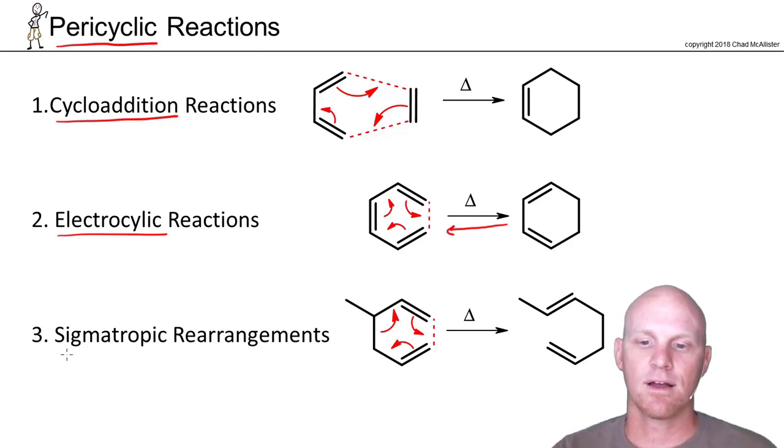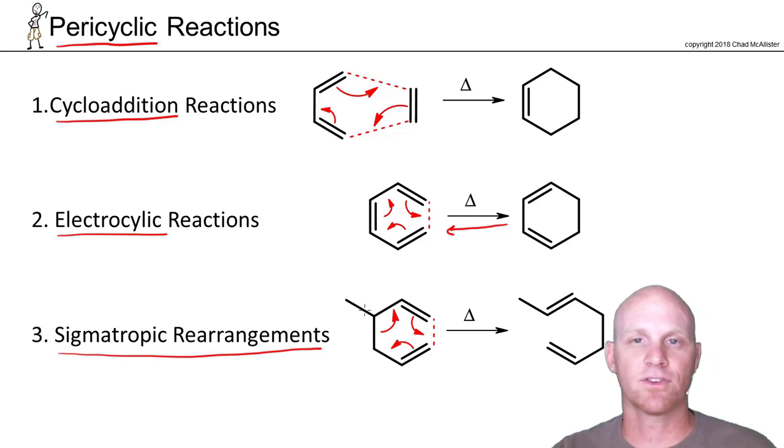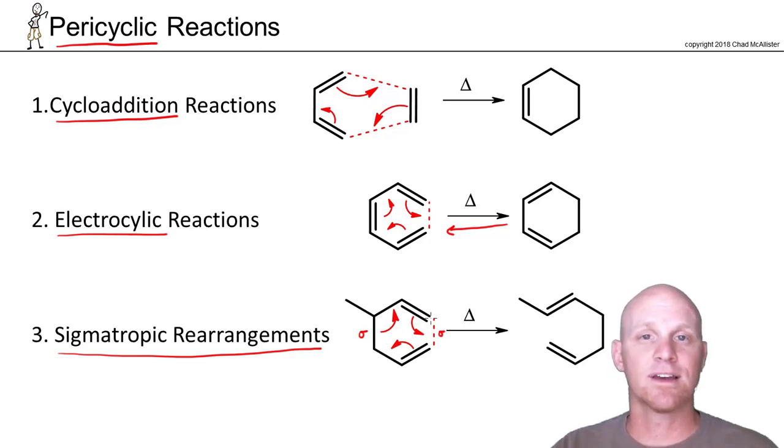And then last but not least, we'll have the sigmatropic rearrangement, also involving just a single pi system. Generally what you're going to do is you're going to be breaking one sigma bond and then making one sigma bond in the process. And so the sigma bond that you've got ends up changing location. So that's kind of the nature of the name sigmatropic rearrangement.